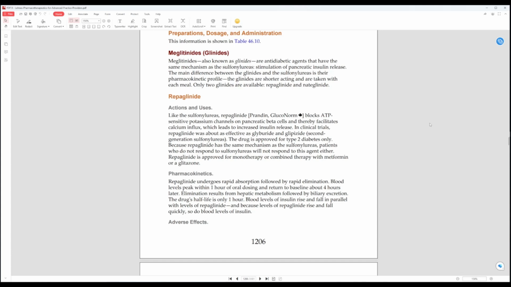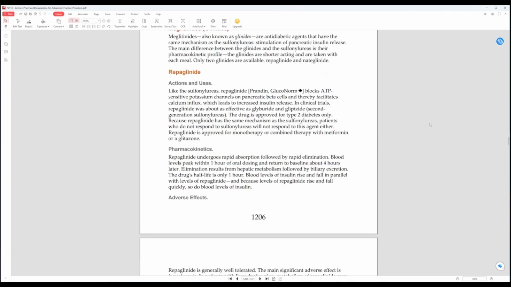Only 2 glinides are currently available, your repaglinide and nateglinide. So, repaglinide, its action and use. Like your sulfonylureas, repaglinide or Prandin blocks ATP-sensitive potassium channels on pancreatic beta cells and thereby facilitates calcium influx, which leads to increased insulin release.